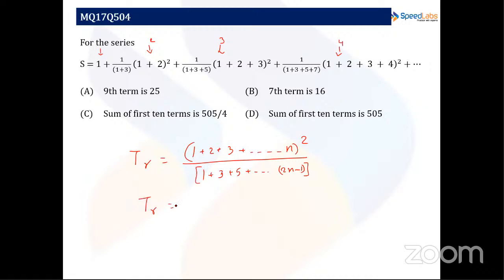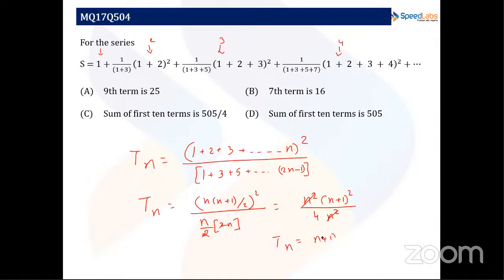So above we are having the sum as n into n plus 1 by 2 whole square, and below we are having one more AP, whose number of terms are n only. So that will be number of terms divided by 2, first term plus last term. So that will give us n square into n plus 1 whole square by 4 and n square. So let's write that Tn I am having as n plus 1 whole square by 4.